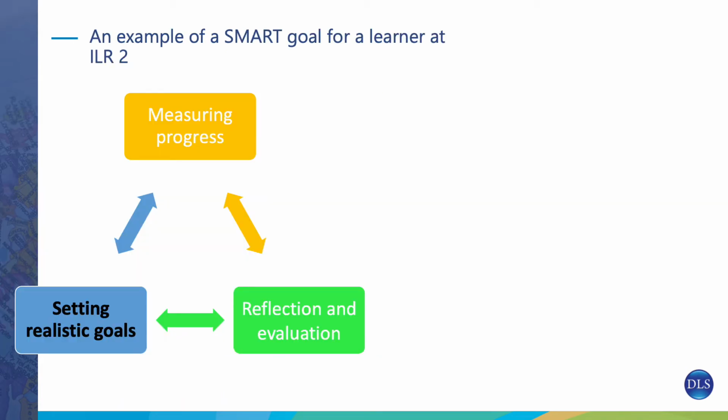So let's look at an example of a SMART goal. And let's say this is for a learner who's at ILR level 2. So here we might see a goal that is very general, very broad: I want to get better at speaking. But even though this is good to know, it's not really going to be helpful in terms of measuring progress because it's so general.